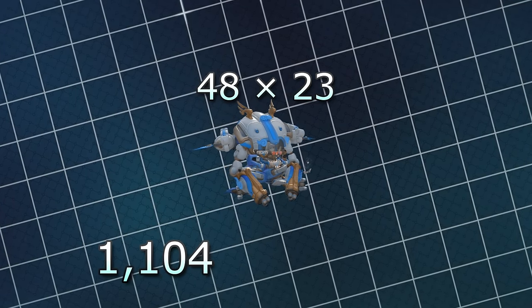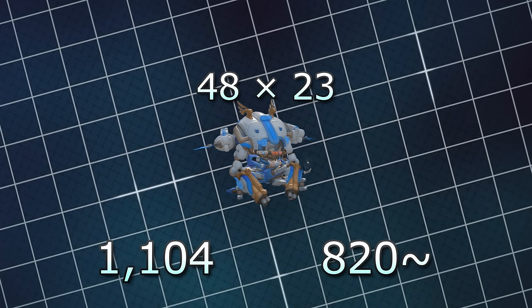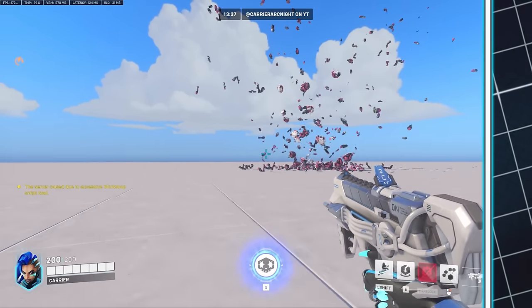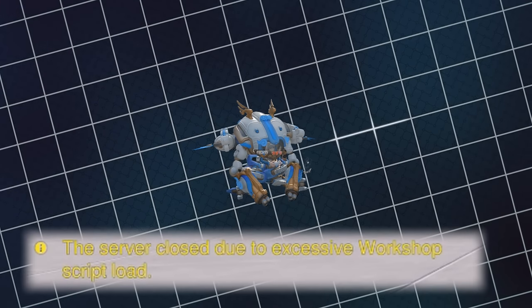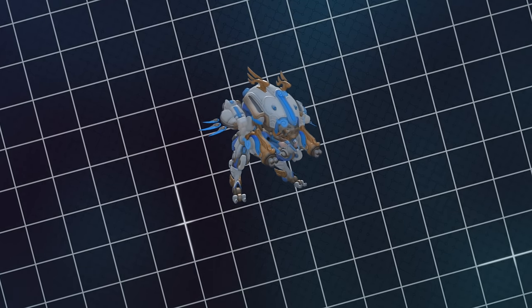Unfortunately, if we go somewhere above 820, the servers will become unstable. For example here, because the number is too high, the server crashes instantly even before I do anything. So, what do we do? Fortunately, not for me, it's quite simple actually.